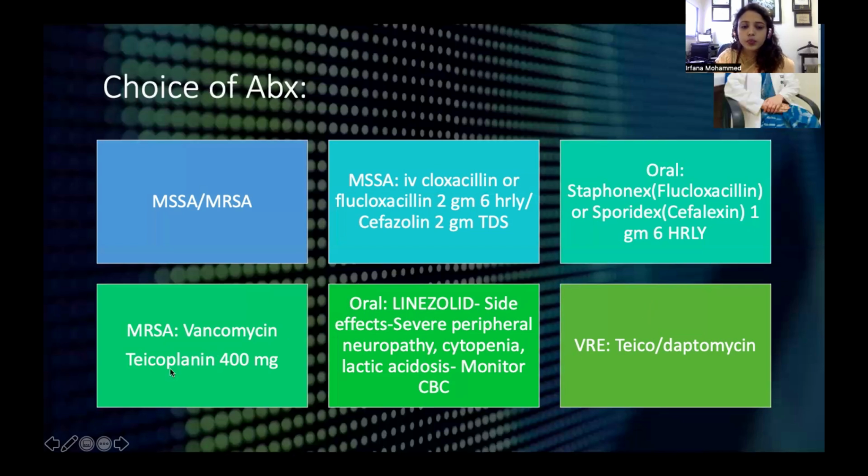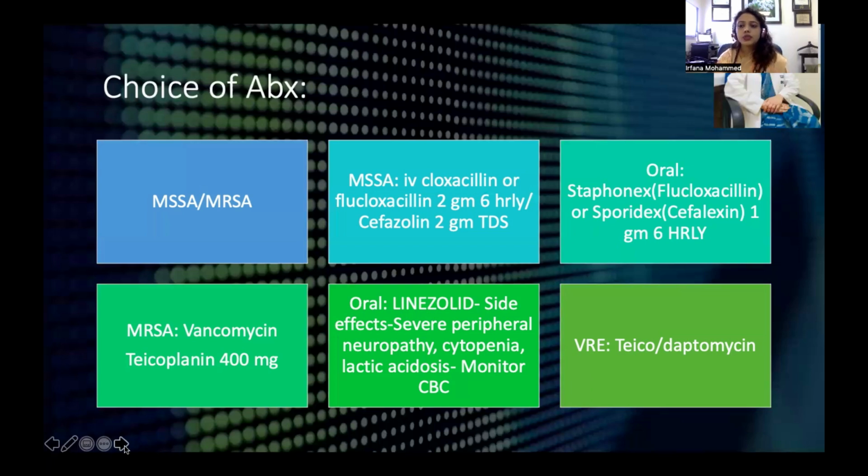For MRSA, you all know the drug of choice is vancomycin, or if it is vancomycin resistant, then you give teicoplanin or daptomycin. For MRSA we don't have many oral options available. The only oral option available right now is linezolid. The side effects of long-term use of linezolid are severe peripheral neuropathy, cytopenias, pancytopenia, lactic acidosis, and hyperpigmentation of the tongue. So you have to frequently monitor CBC if you are giving the patient linezolid.